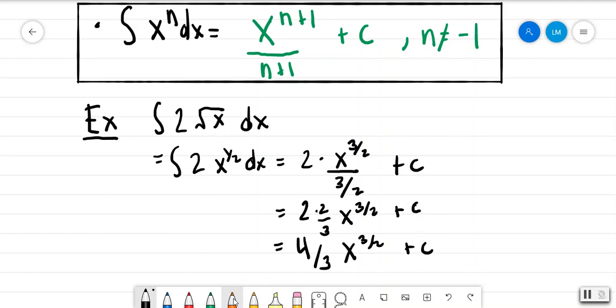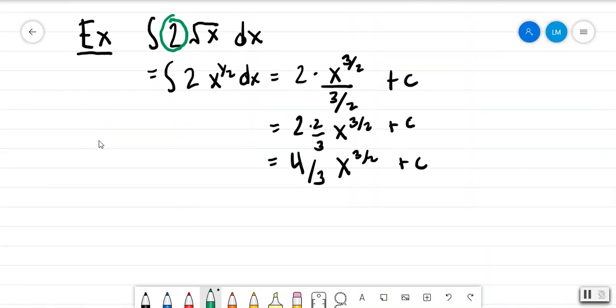One thing I am being a little careless with is this 2 right here. It's like I said, ignore the 2 and just work on figuring out the antiderivative of the square root of x. I took that for granted by ignoring that 2, because we technically haven't established rules for the antiderivative of a constant.